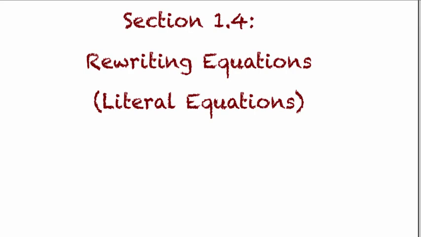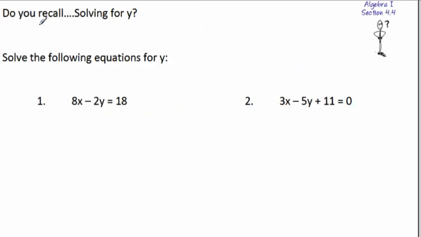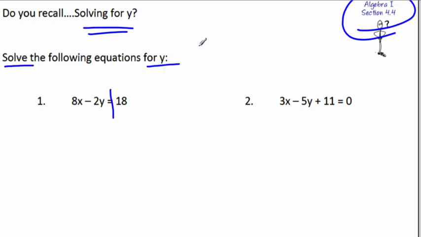Unit 1, Section 4, Rewriting Equations, otherwise known as literal equations. Literally, that's what they're known as in other places. Do you remember solving for y? We did it in Algebra Section 4.4. If you forgot, you can go back there and watch it. But basically what you want to do is get the y all by itself. Maybe we should write that down. Solving for y. So when you solve for y, you get y by itself.